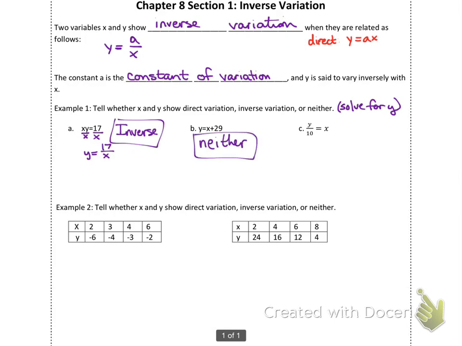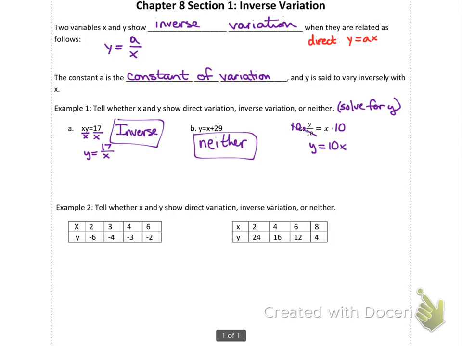And then for this last one, you can also see that y is not by itself yet. So we need to do something to get y by itself, and that's get rid of the 10. Well, if you have a number in your denominator, you multiply by that number to get rid of it. So we're going to multiply both sides by 10, so that y equals, those cancel, 10x.